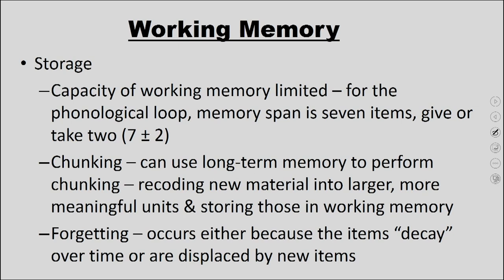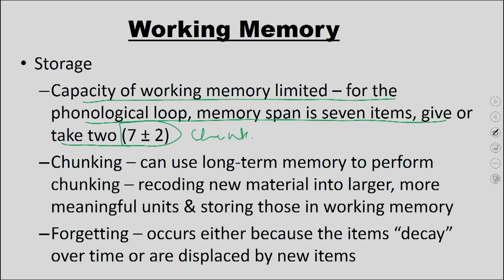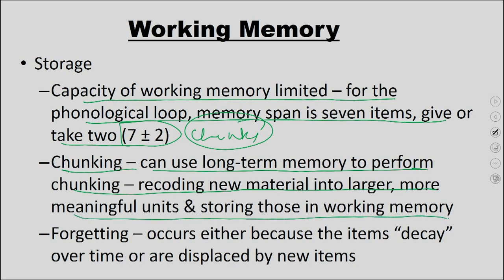Working memory. So, what is the capacity of working memory? The capacity of working memory is limited for the phonological loop. Memory span is 7 items give or take, 7 plus or minus 2. Again, it is 7 plus or minus 2 chunks of items which the phonological loop can actually store. What is chunking? Long-term memory can help us perform chunking, recoding new material into larger, more meaningful units and storing those in working memory. So, chunking is the process where we organize information which is similar or appears similar into wholes.